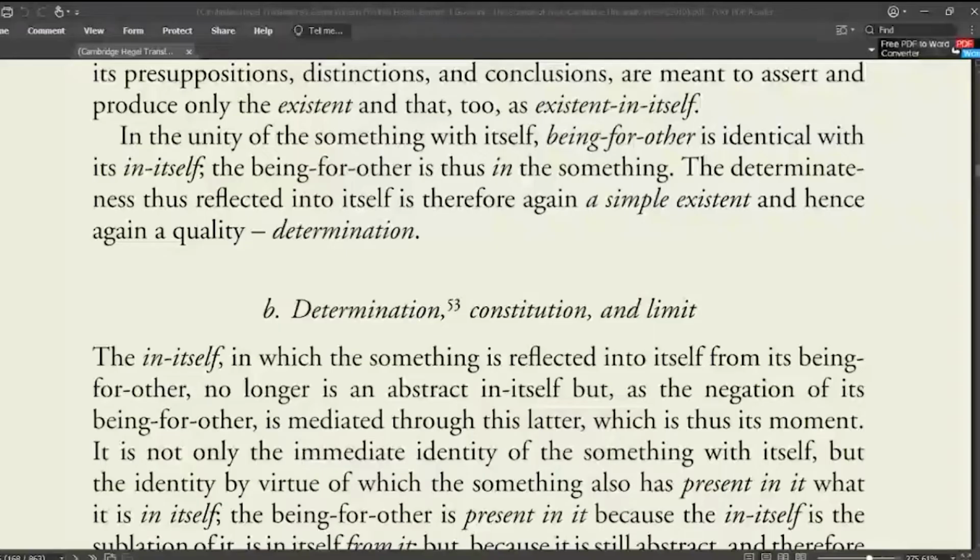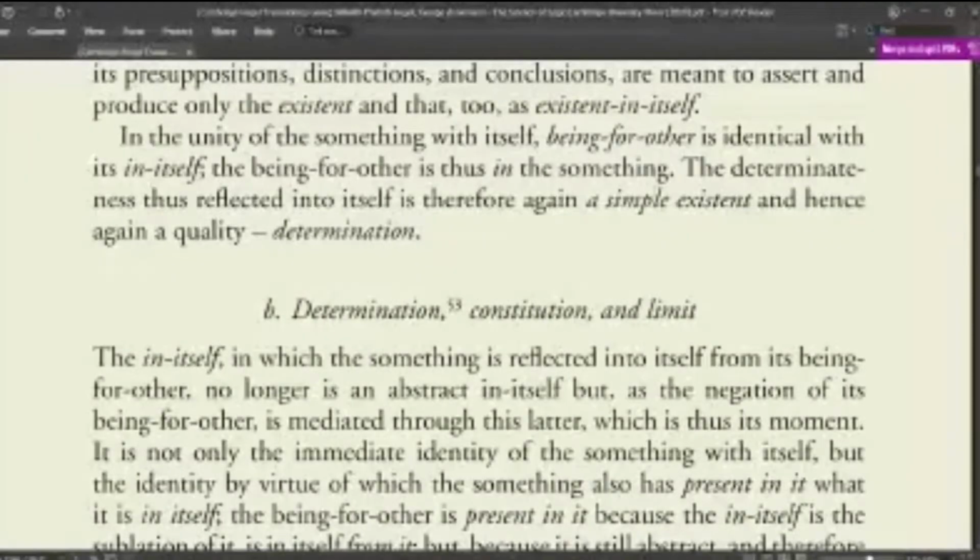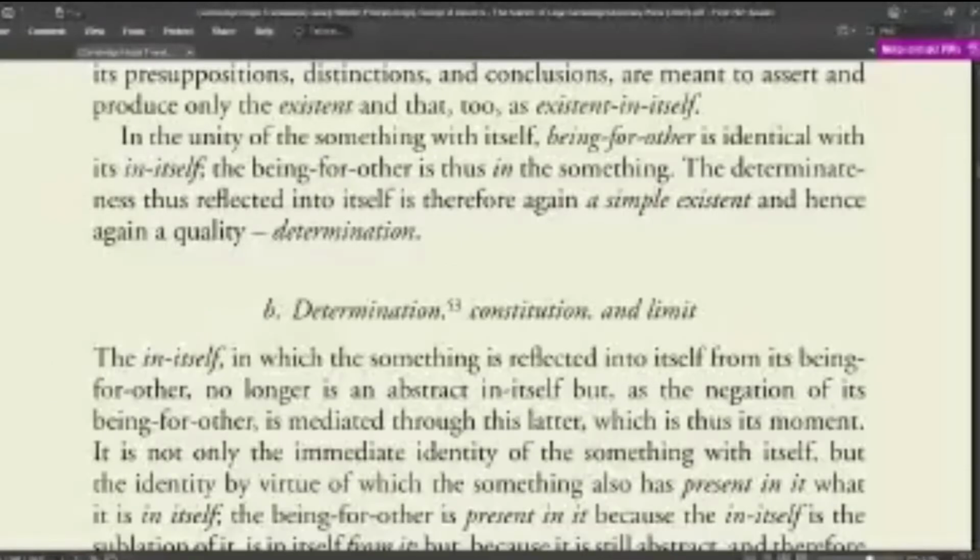Because he mentions here, he says, in the unity of something with itself, being for other is identical with its in itself. Being for other is thus in the something, because what is in the being in itself makes it exist and stand out. It's being for other. And what is it going to be in the being for other, or the otherness to this being for other, which makes it other? It's going to be its own being in itself, because in its being for other, to a being for other, it remains within itself. I just said it. It remains within itself, so therefore it is being in itself, and it falls right back.